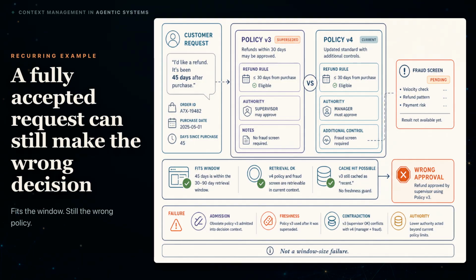The complete prompt fits, retrieval succeeded, and a cache may even reuse the stable prefix. Yet the model recommends approval from the wrong policy. This is not a window size failure. It is an admission, freshness, contradiction, and authority failure.